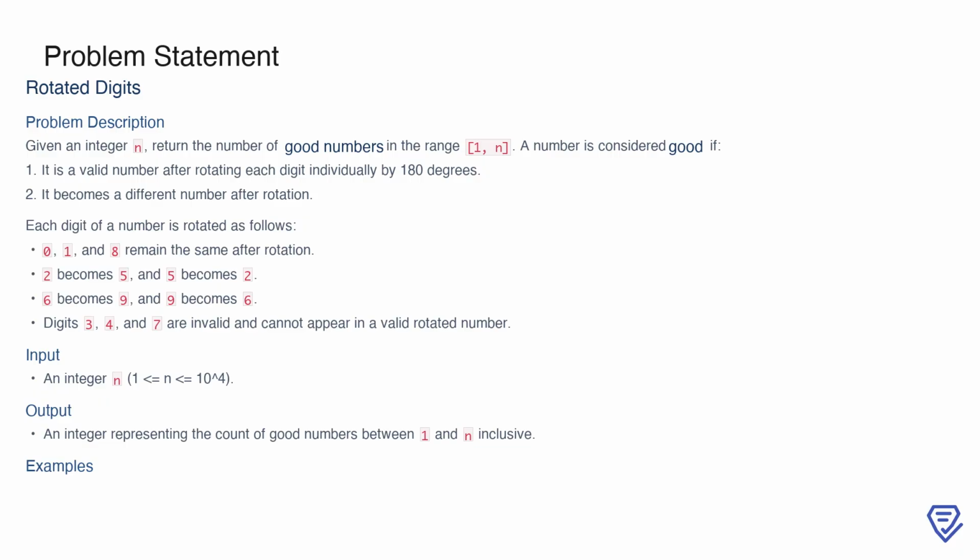The rules for rotation are as follows: the digits 0, 1, and 8 remain unchanged when rotated. Digits 2 and 5, or 6 and 9, transform into one another. However, digits 3, 4, and 7 are invalid, meaning they cannot appear in any valid rotated number. Given this, our task is to count all such good numbers between 1 and n, where n falls between 1 and 10,000. The output will be this count.